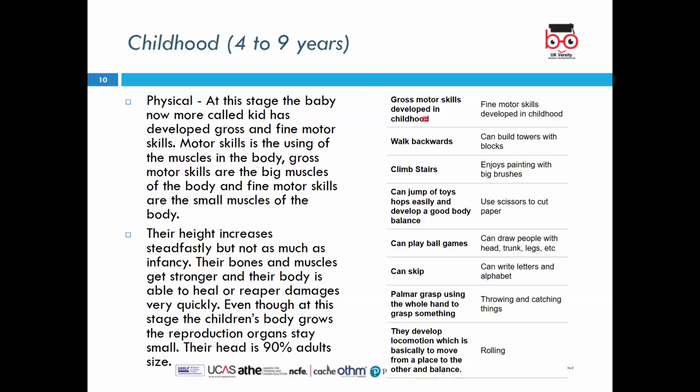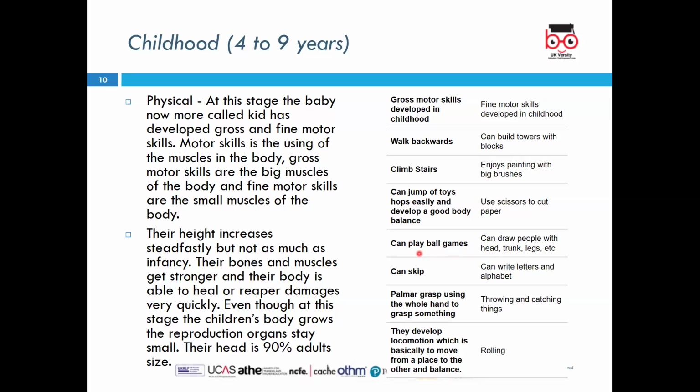Everything grows at this stage. So gross motor skills are developed in childhood. Fine motor skills are also developed. Walking backwards, they can build towers with blocks. They can climb stairs. They enjoy painting with big brushes. These are all the fine motor skills, and these are the gross motor skills. So gross motor skills, they can jump off toys. They hop easily and develop a good body balance. They can play ball games. They can skip.